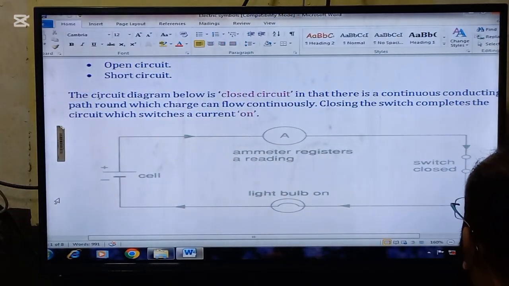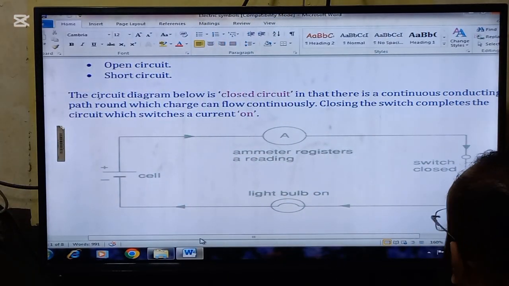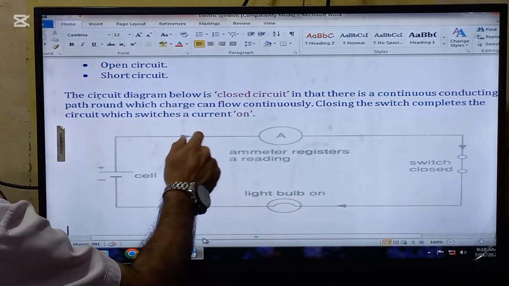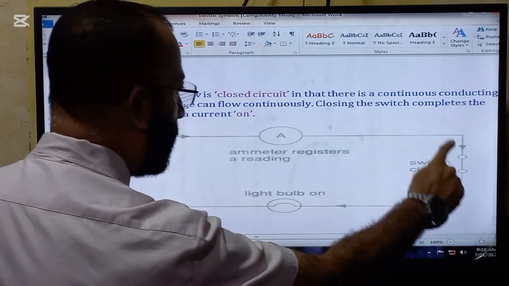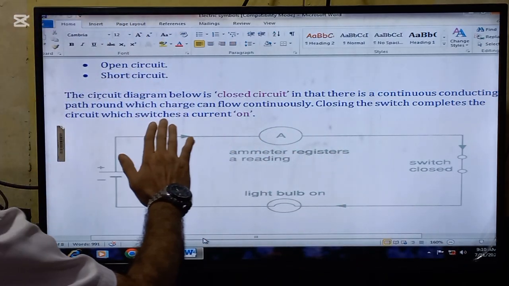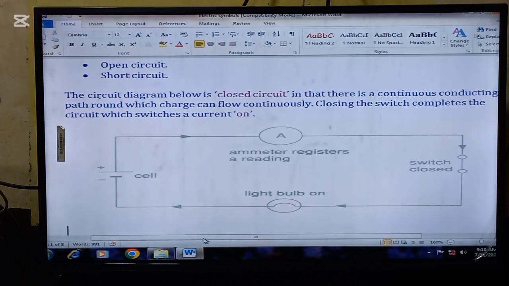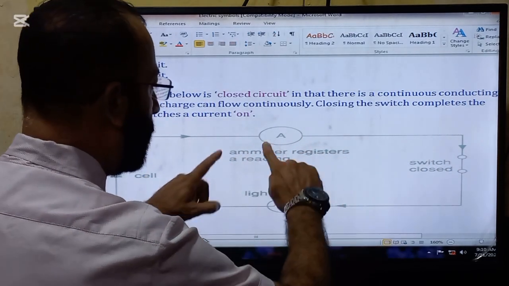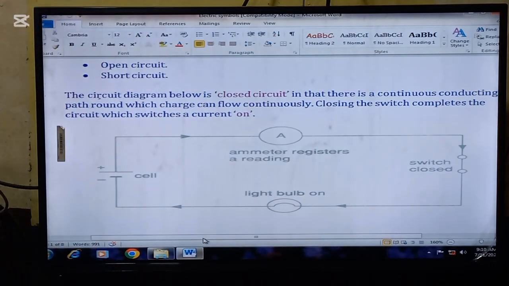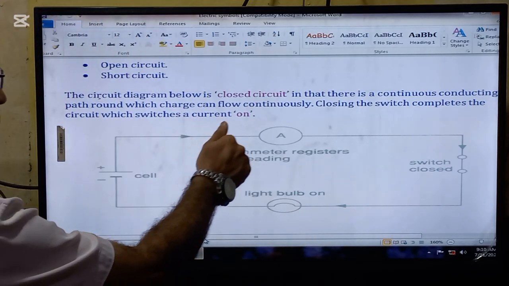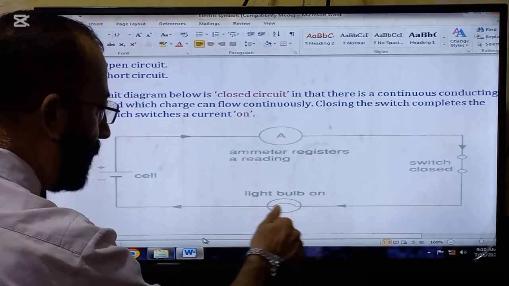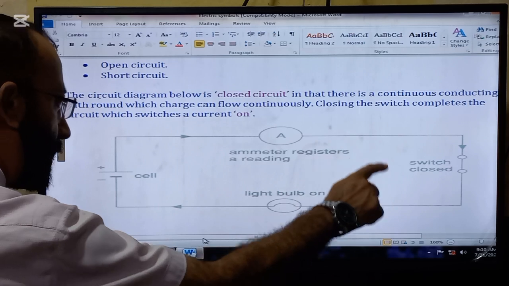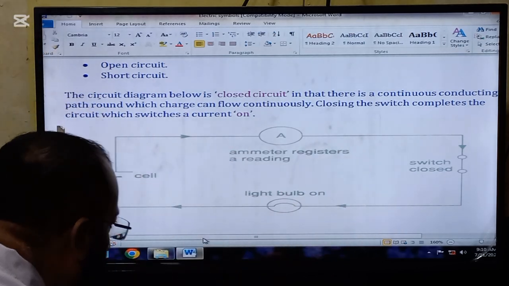That is, there is a continuous conducting path around which charges can flow continuously. So the path is complete now, so the charges can flow continuously. Closing the switch completes the circuit. So switch is closed, circuit is complete now, which switches the current on and the bulb will light up, because circuit is complete and charges are flowing continuously in this circuit.